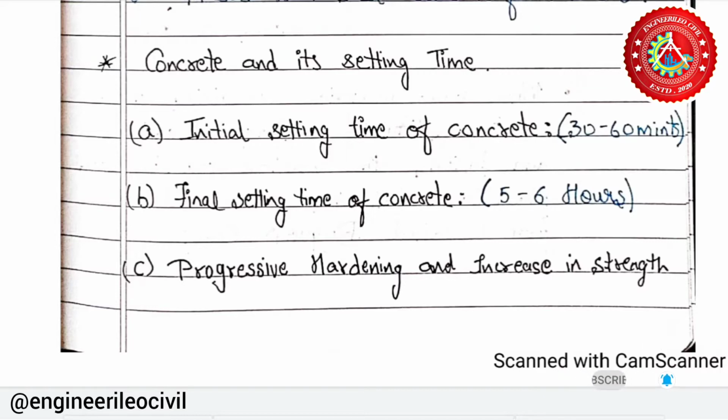And the third stage is progressive hardening and increase in strength. This is the third time phase during which concrete attains most of its strength. This process is quite rapid. It is generally 1 month after mixing. A small quantity of gypsum is added to the cement. The initial setting time is controlled by the quantity of gypsum added. The more gypsum, the longer the initial setting time.